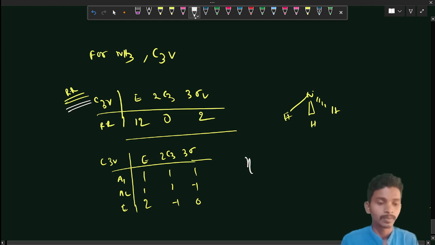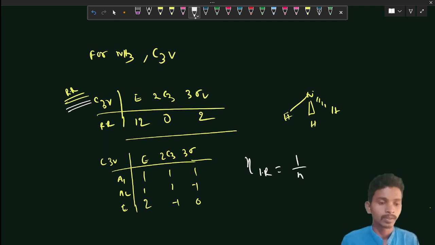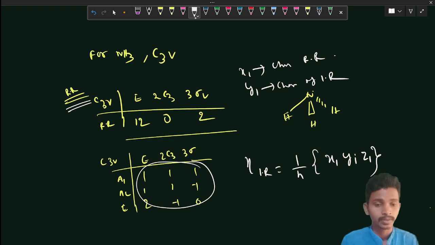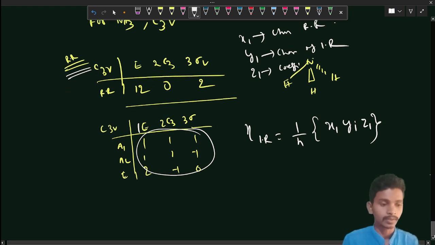The formula for the number of irreducible representations is 1 upon h, the order of the group, times the sum of Xi, Yi, Zi, where Xi is the character of the reducible representation, Yi is the character of the irreducible representation, and Zi is the coefficient of the elements: coefficient 1, coefficient 2, coefficient 3. We use this formula and we will get the irreducible representations.